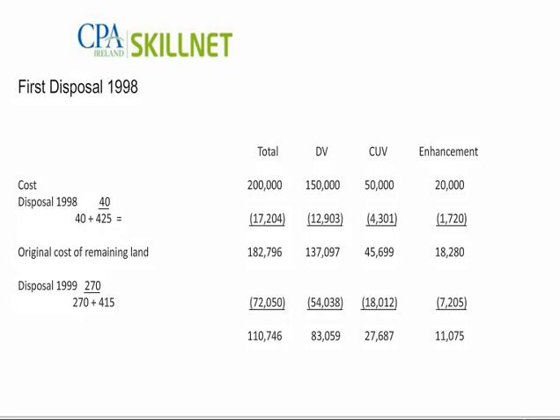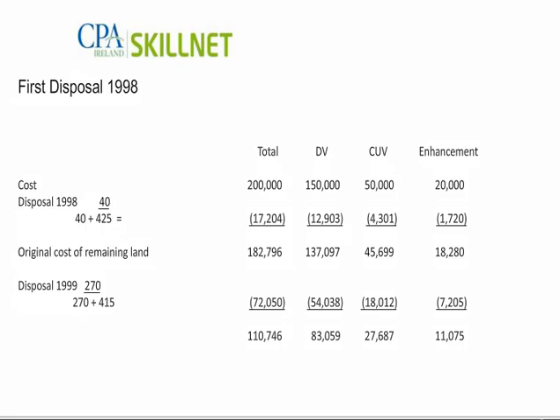So what the land is remaining after the 1998 sale is 182,796. Now he's only part disposing of it, so he's getting 270,000. All the land doesn't go until 2013. So of the 182,796, again you apply your A over A plus B.